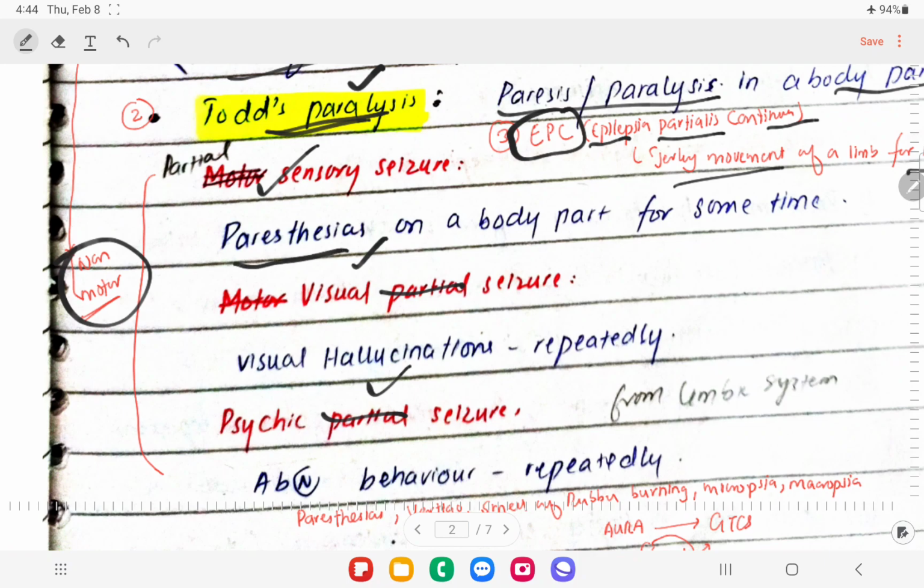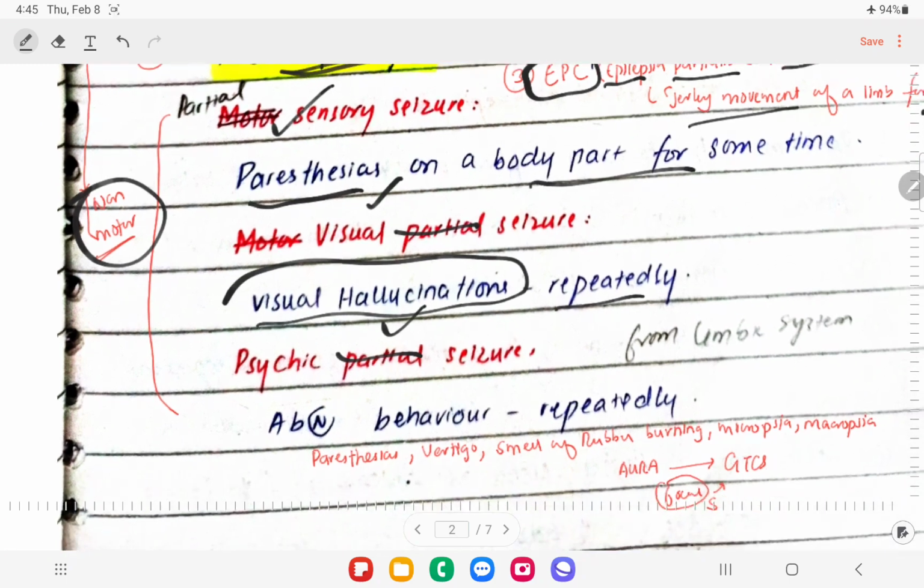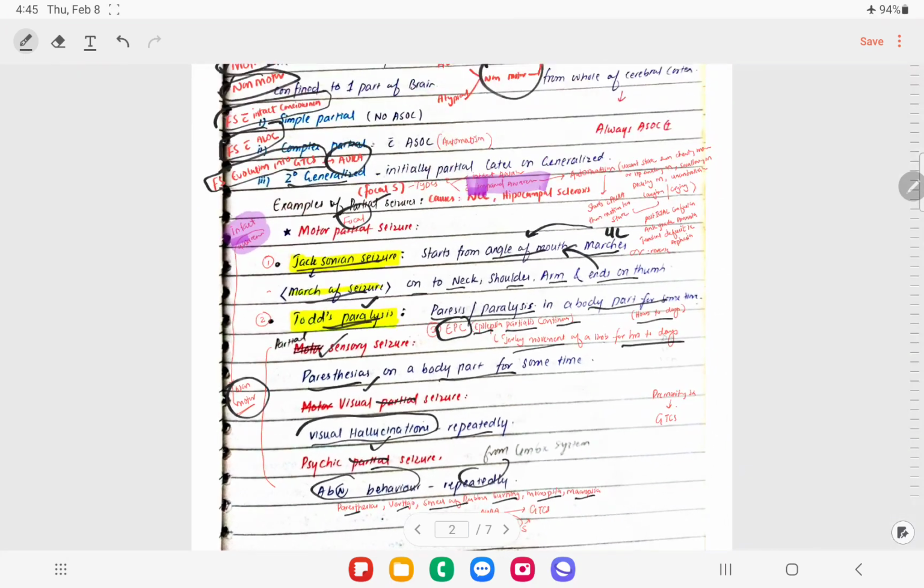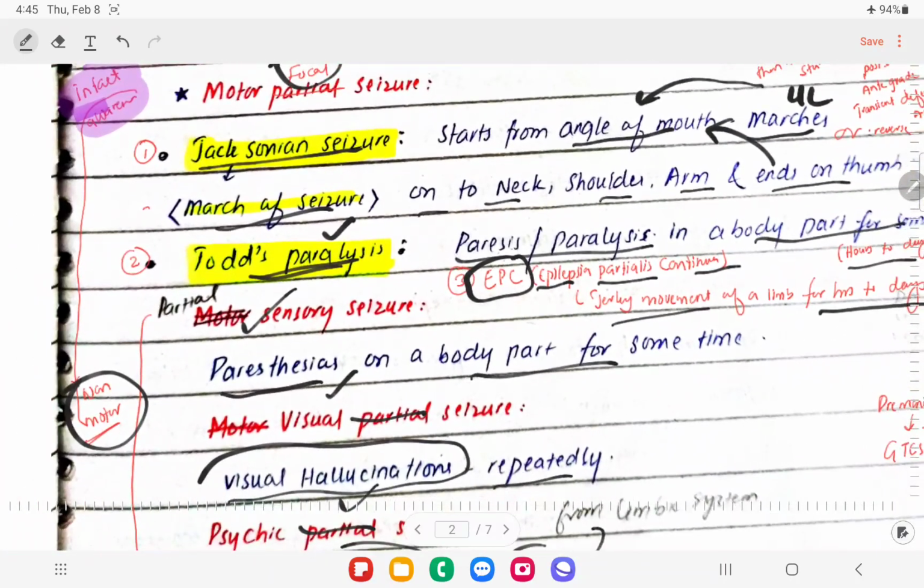Patient might perceive some paresthesia on the body for some time. Patient might see some visual hallucination type of things repeatedly. Patient will be having abnormal behavior repeatedly. So basically in non-motor focal seizure, patients may have paresthesia, vertigo, smell of rubber, burning, micropsia and macropsia. So these are the types of non-motor seizures.